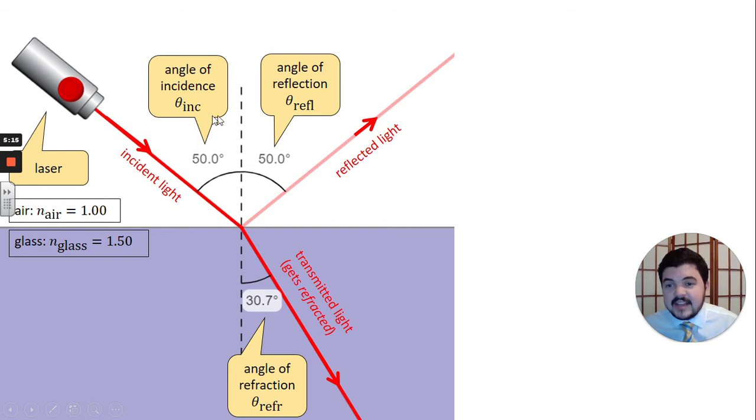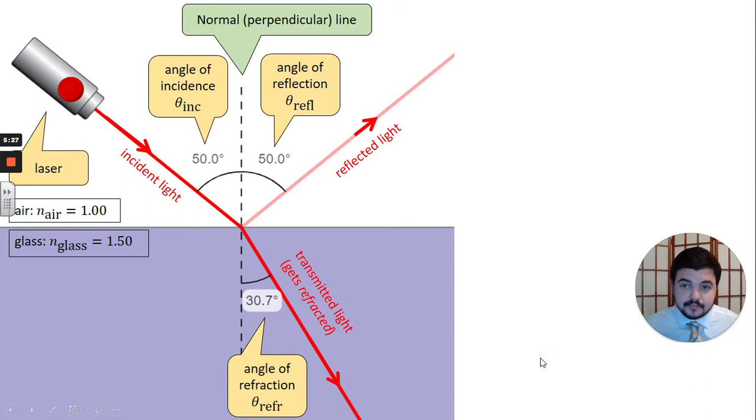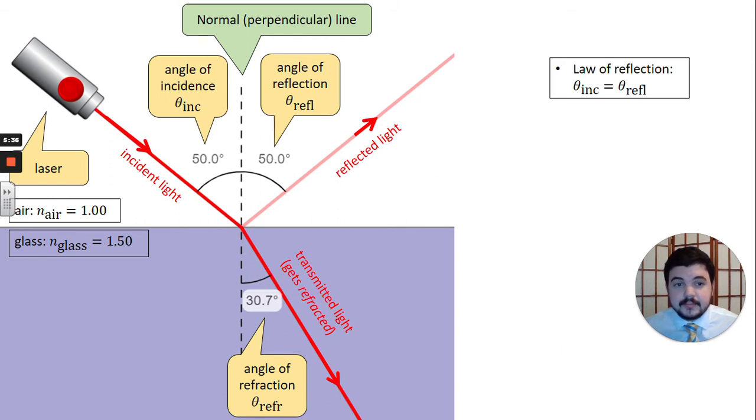So we have an incidence angle, which in this example is 50 degrees. We have a reflection angle, which in this example is also 50 degrees. And we have a refraction angle, which in this example is 30.7 degrees. This dashed line we call a normal or a perpendicular line, and it is the reference line from which we will measure all of our angles.